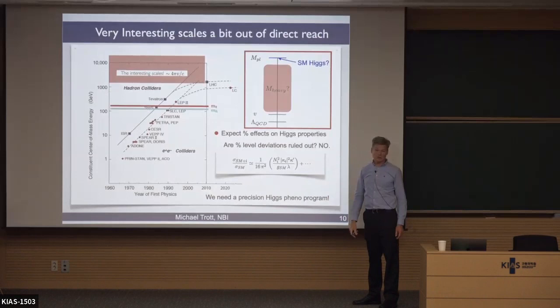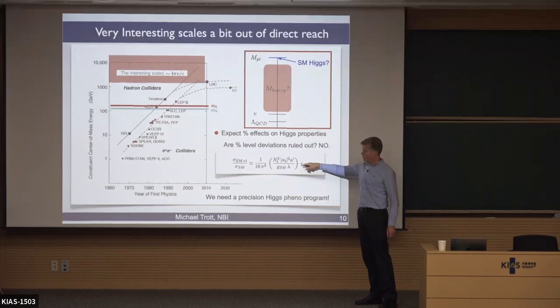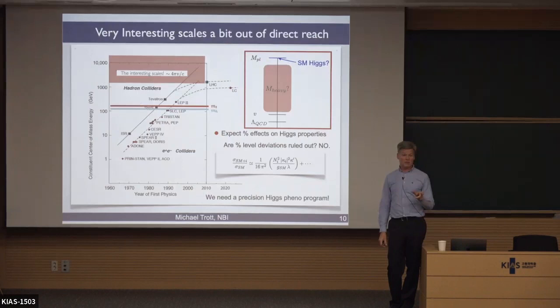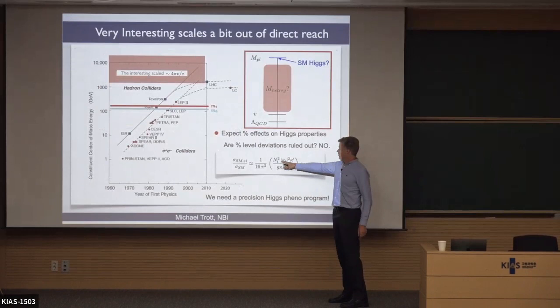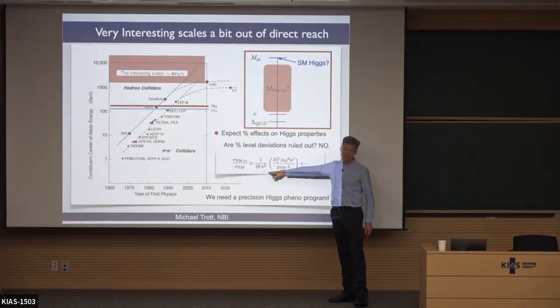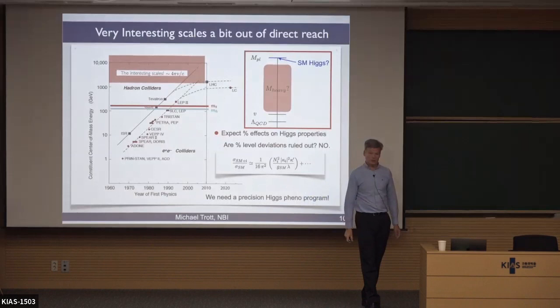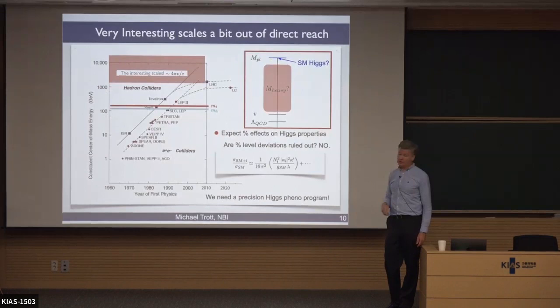That's captured in this formula, which I'll show you the derivation of in a little while. If we're looking at cross sections, at small deviations compared to the standard model, the scaling in terms of parameters is given here. This has to do with the number of degrees of freedom in some new physics sector and its couplings to the standard model, compared to the standard model expectation. This is percent-level in terms of the perturbative properties of the Higgs. So we really need a precision gauge phenomenology program, is the point that we're going to get to consistently over and over.